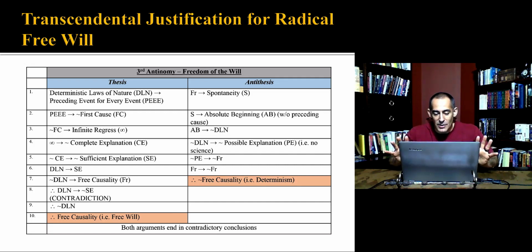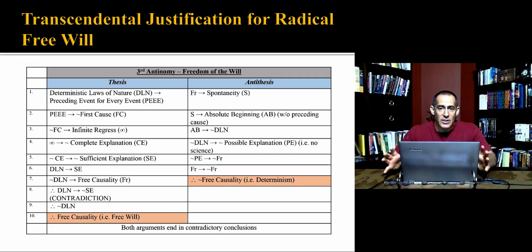This is a simplified version of the third antinomy arguments side by side, but this might not be something you're going to be able to follow along with. I'm just going to show you the thesis and antithesis arguments. And if you've studied logic, you can see how this leads you to the conclusion. If we start in the thesis column with deterministic laws of nature, these come to prove on line 6 that we have a sufficient explanation, and on line 8 that there is no sufficient explanation, which results in a contradiction.